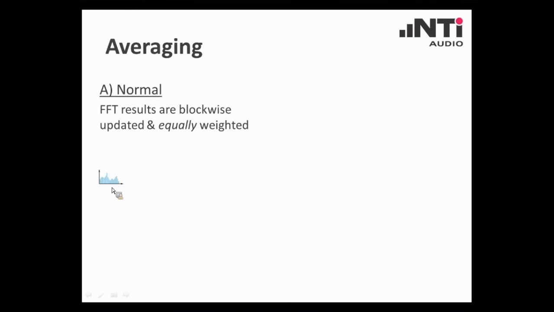Let me show that. Here we have the first spectrum that we have measured. We have a second spectrum, a third one measured consecutively, and then we build the average, or the test instrument calculates the average of these three spectra. Then the test instrument, of course, continues to sample the FFT spectra, and it waits for the next three spectra until it calculates and shows the next average, and so on and so forth.